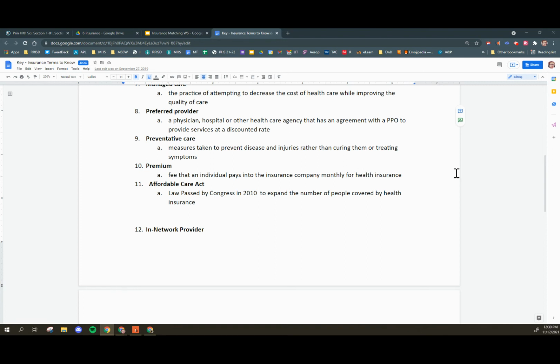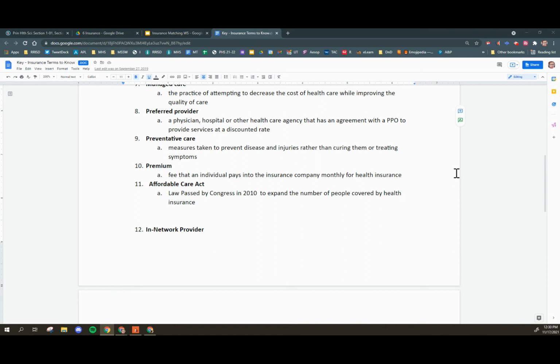If you don't pay your premium, say for example, you quit paying your premium, then you lose access to that insurance policy and it will not cover any benefits in the event that you wind up ill or injured.